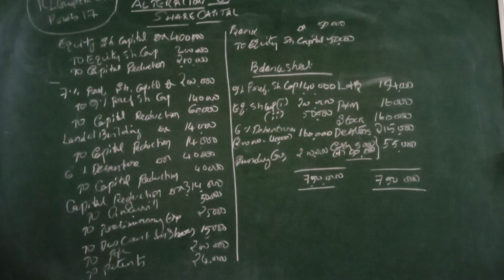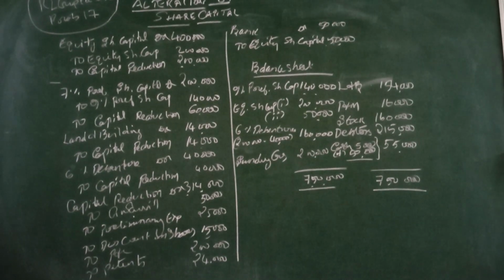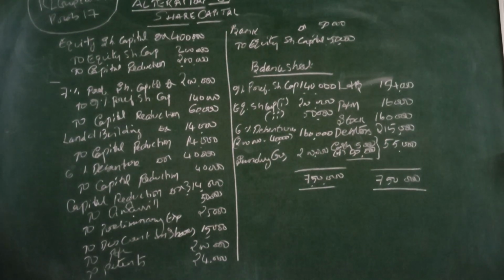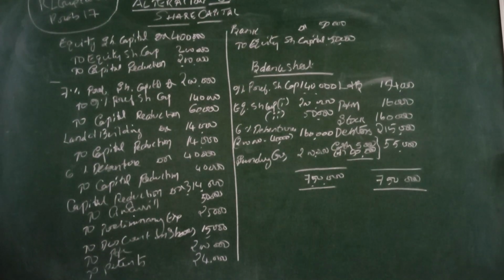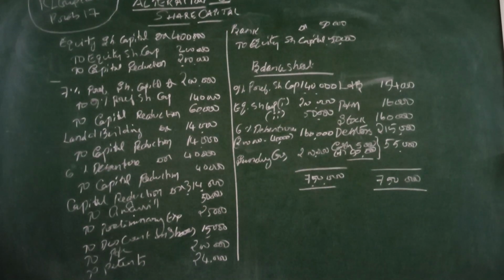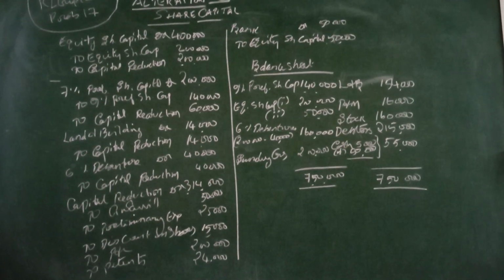Equity share, existing value is 4 lakhs, rate is 100 rupees. Now it is altered, changed to 50 rupees, and in the question it is given that without changing the number of shares, the rate is changed. So equity share capital account debit for 4 lakh rupees, credit to equity share capital for 2 lakhs, and the balance difference of 2 lakh is taken as capital reduction.